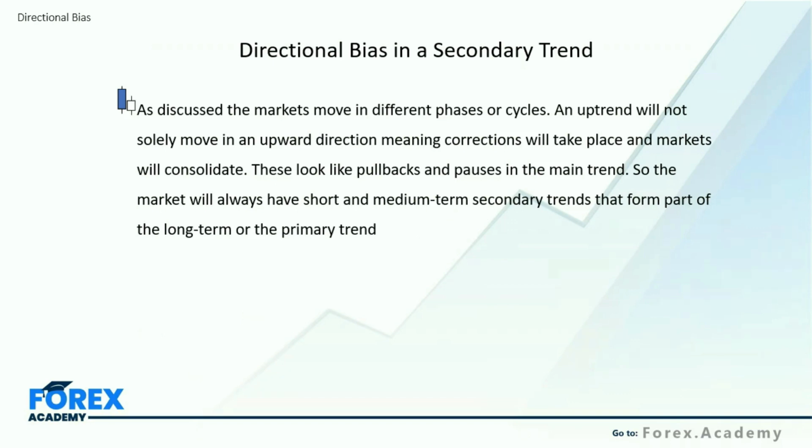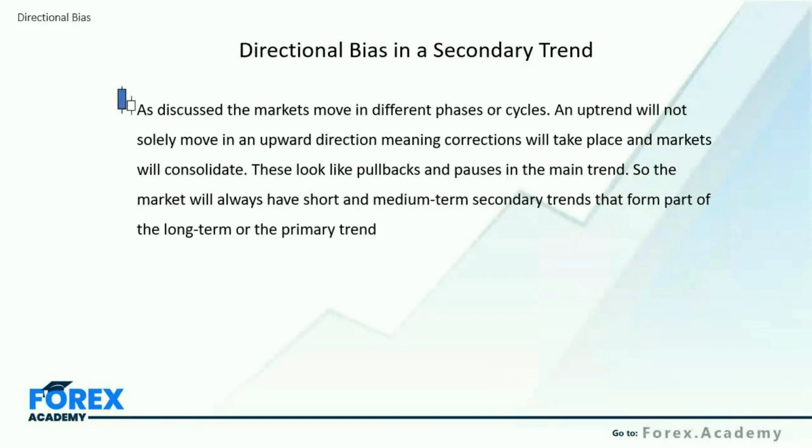What we also have is a potential directional bias in a secondary trend. So let me explain what this is in contrast to a primary trend. As discussed, the markets move in different phases or cycles. So an uptrend will not solely move in an upward direction, meaning corrections will take place and the markets will consolidate at some point. Every trend comes to an end at some point. Markets can't continuously move in one direction forever. There are going to have to be moments and opportunities where those markets correct. So that's effectively a pullback.